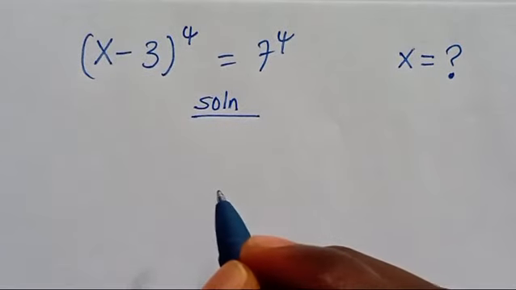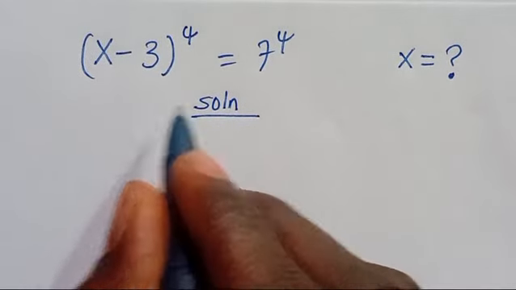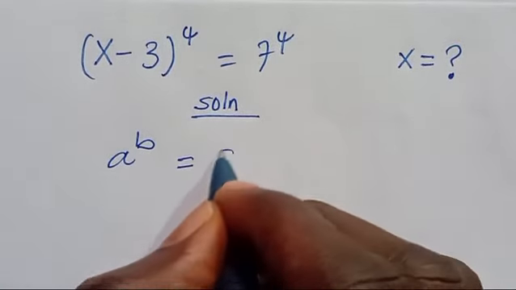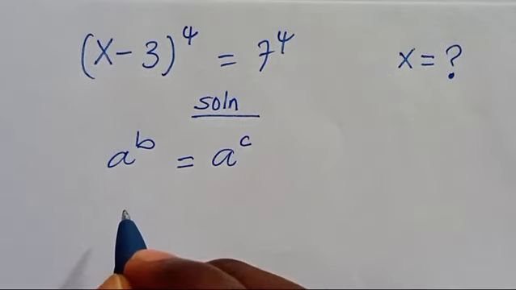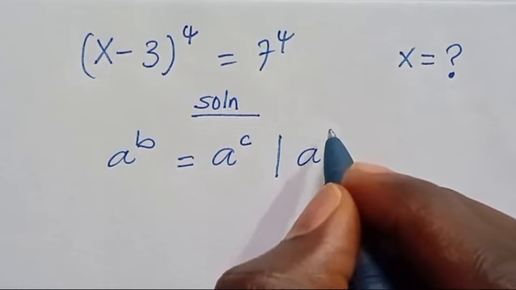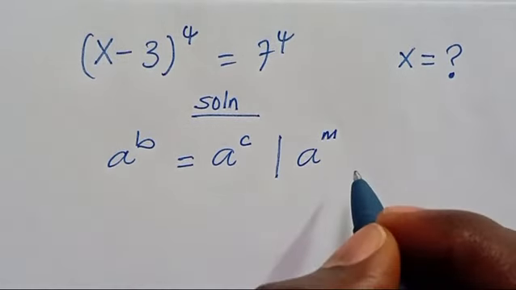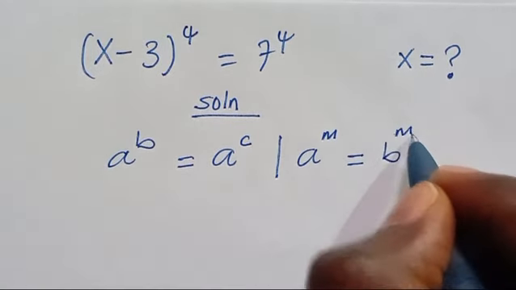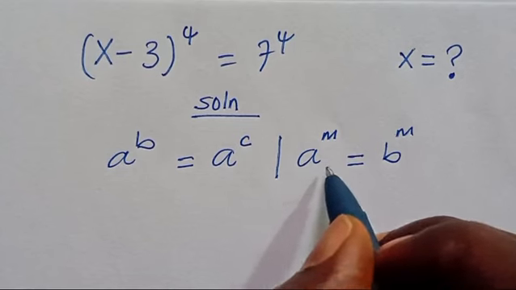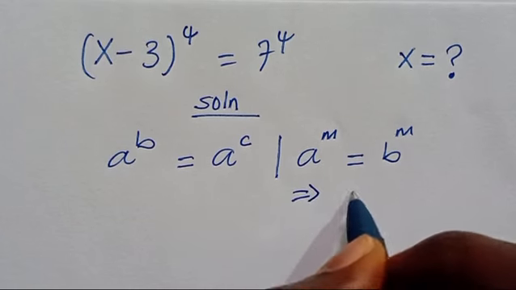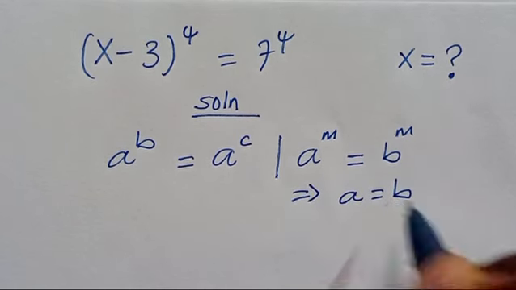From here, it is true that when we equate the power, when we have a to the power of b equals a to the power of c, or we have a to the power of m equals b to the power of m. So far they have the same base, so far they have the same power. This implies that a equals b.